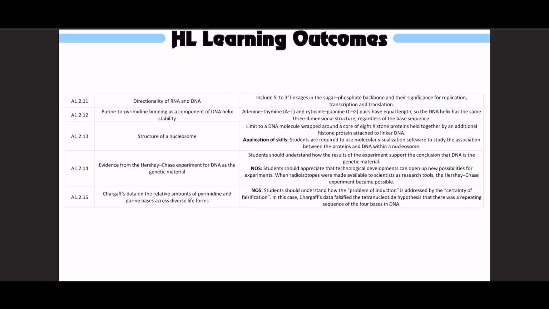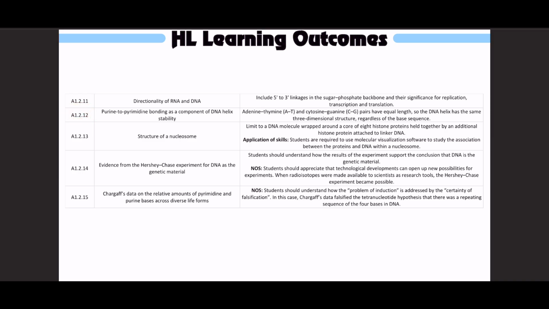Let's go over the additional higher level learning outcomes for subtopic A1.2 Nucleic Acids. We started off by exploring the structure of DNA and RNA in more detail, and specifically, we're no longer satisfied by just saying that the strands are upwards or downwards, but now we're specifying the directionality using carbon numbers, or 3' and 5'. And this isn't just a fancy new way of numbering it, it actually has profound significance for a lot of key processes in biology, such as DNA replication, transcription, and translation.